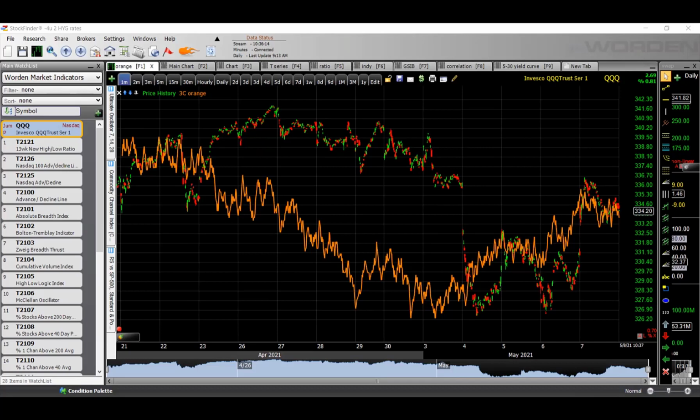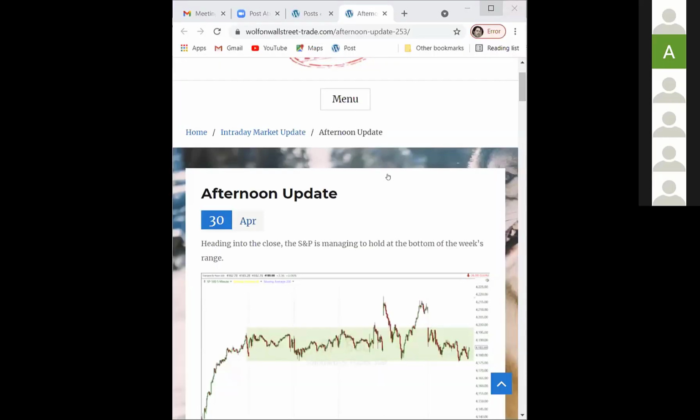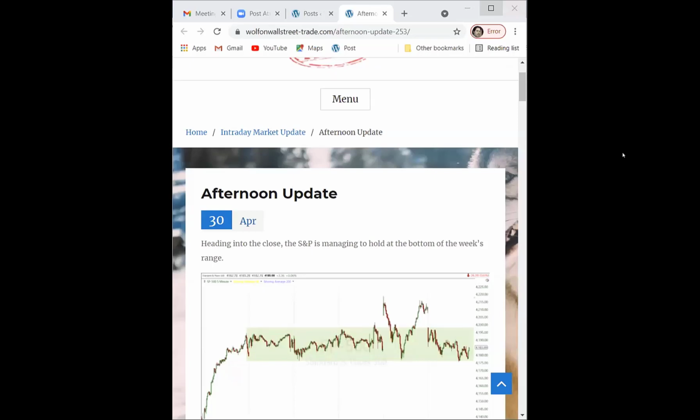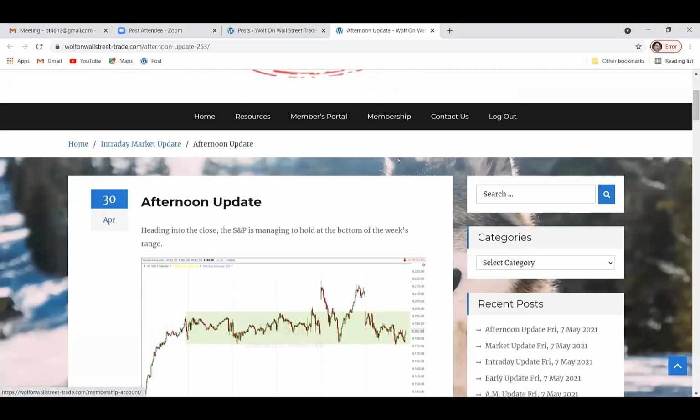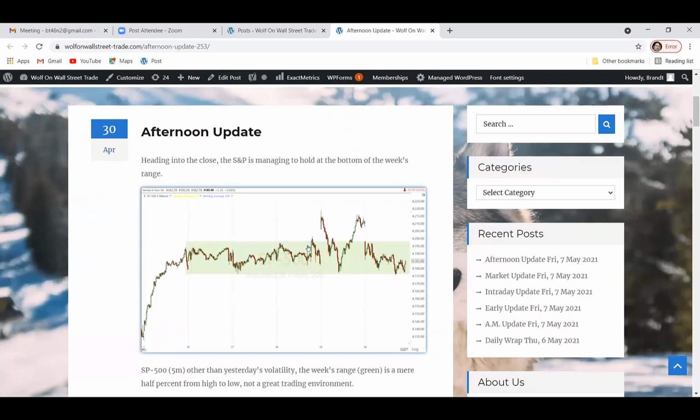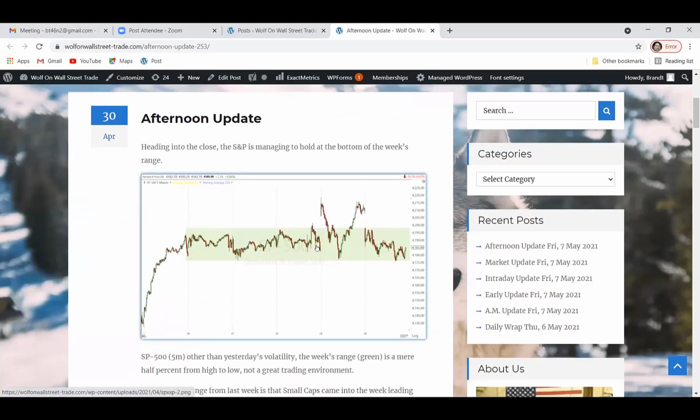Let me see if I can pull up the afternoon update from that Friday, not yesterday, but the Friday before. This is just a real quick summary at the end of the day. I'm going to try to share this. So can you guys see? Yes. The afternoon update, April 30th. So here's that range I was talking about, and that kind of head fake there above it.